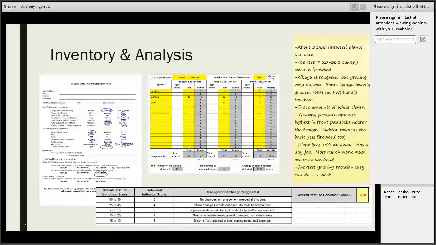In talking story with the client, we learned that he lives over 50 miles away. He has a day job, and so most of his ranch work has to occur on the weekend. He's a young guy though, he's very open-minded, and he knows that he can do this better, and he's really grateful for your help. In talking with him, you recognize that if we were to get on some kind of a grazing rotation, the shortest he could do is 1 week because he's off on the weekends and they often come out to the ranch to hang out or to do work.